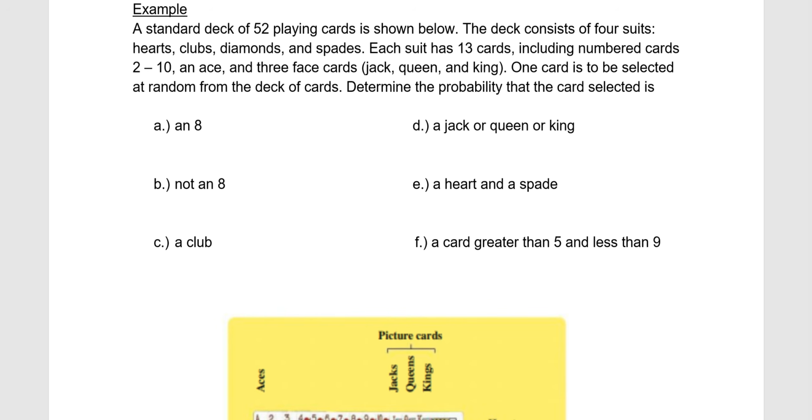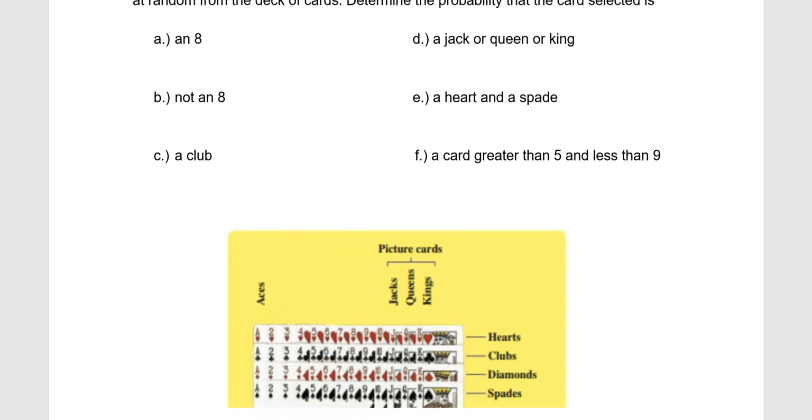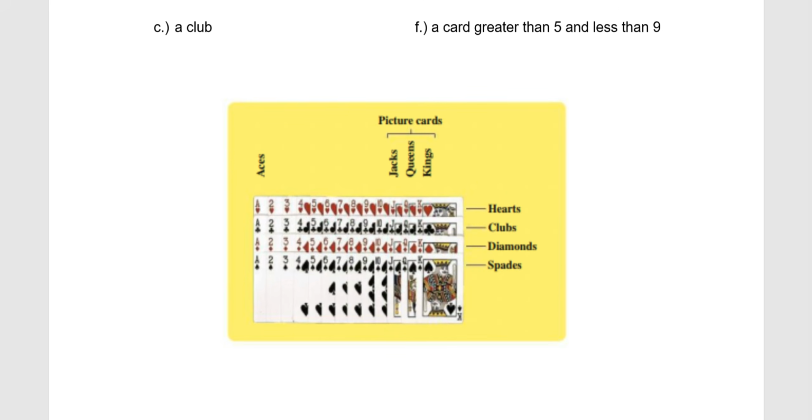Okay, so let's do an example here. Let's say we're using a standard deck of 52 playing cards. So here is the standard deck of 52 playing cards. We have our picture cards, which are also called face cards. So let me write that down. We have our number cards, which are 2 through 10, and then we have our aces.